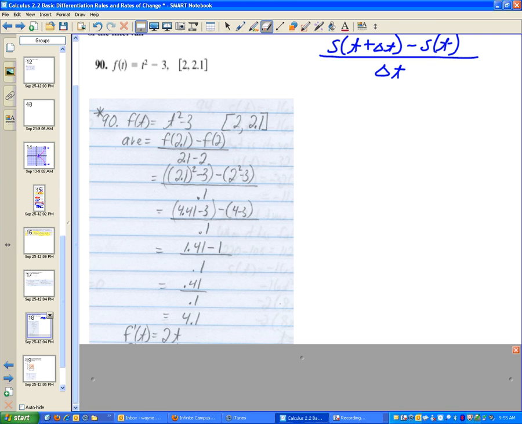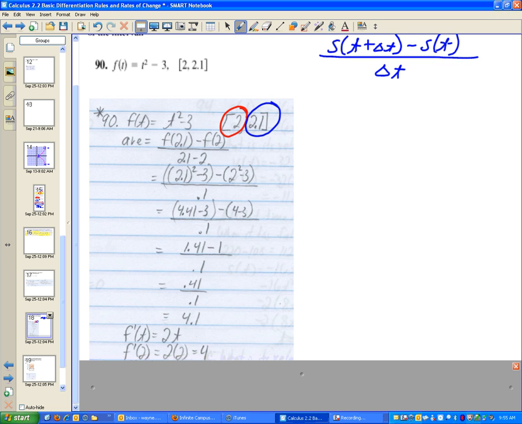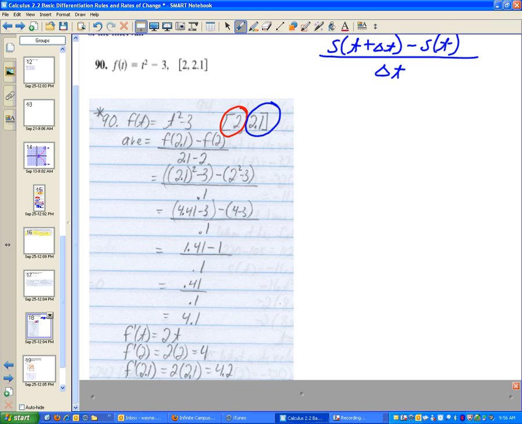The derivative is a formula, so where are we supposed to use this formula? At each endpoint. So find the derivative when t equals 2, and find the derivative when t equals 2.1. The derivative when t equals 2 will be 2 times 2. The derivative when t equals 2.1 will be 2 times 2.1.